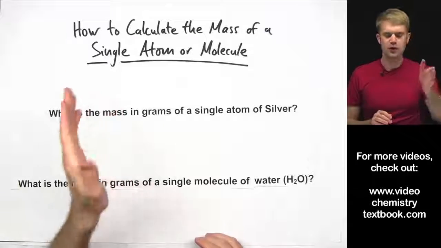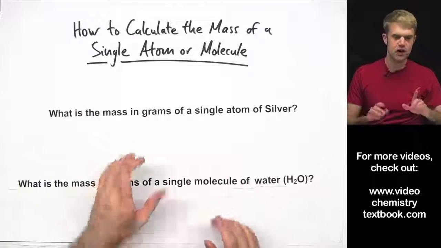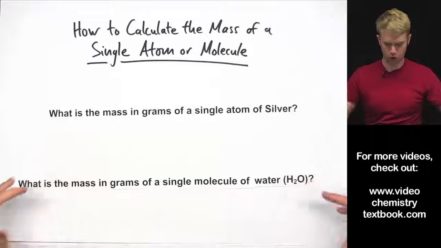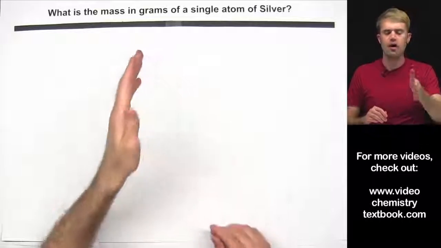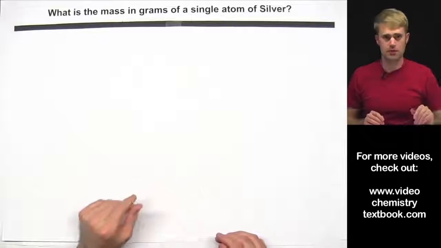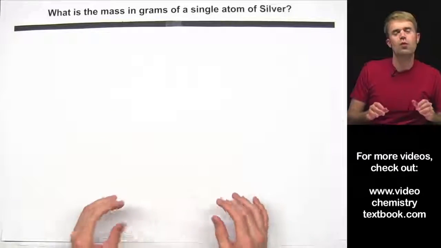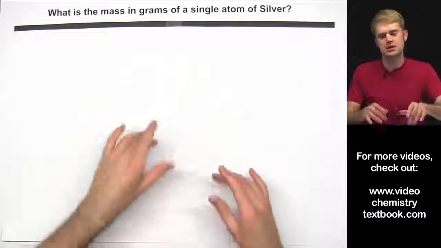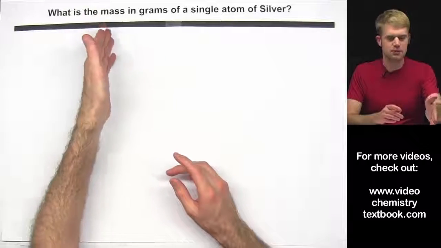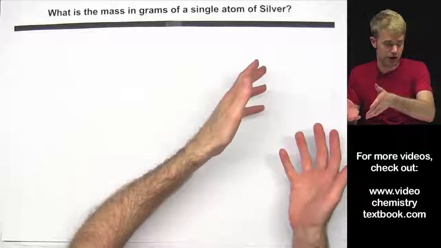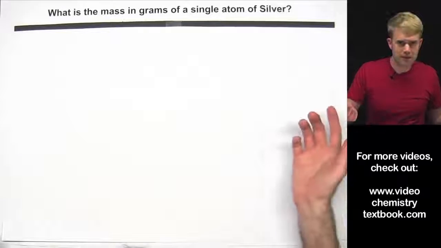In this video, we're going to learn how to calculate the mass of a single atom or molecule. What is the mass in grams of a single atom of silver? To solve this problem, we're going to have to pull in a few different pieces of information about moles. The first is going to be about mass, because we're talking about the mass of silver atoms here. So what do we know about the mass of silver?